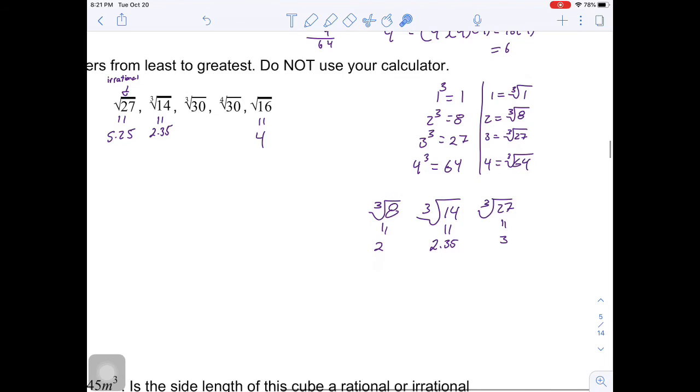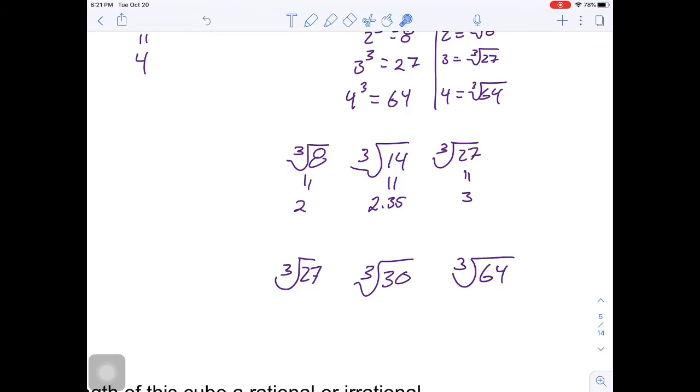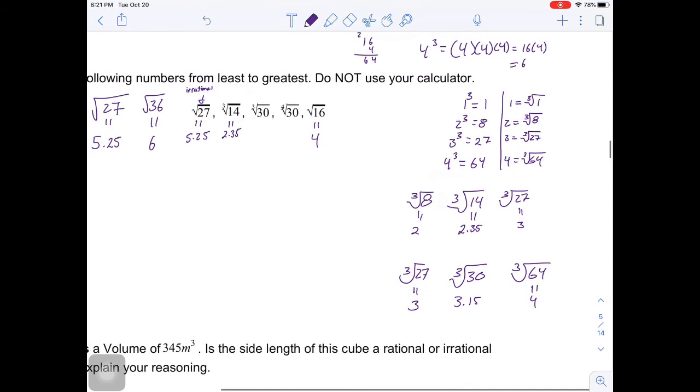Now let's estimate the cube root of 30. Well, that's going to fall between the cube root of 27 and the cube root of 64. Now the cube root of 27 equals 3. The cube root of 64 equals 4. Okay, the cube root of 30, now 30 is way closer to 27 than it is to 64, so this is going to be really quite close to 3, so it'll be roughly 3.15. Okay, so I'm going to estimate this to be roughly 3.15.